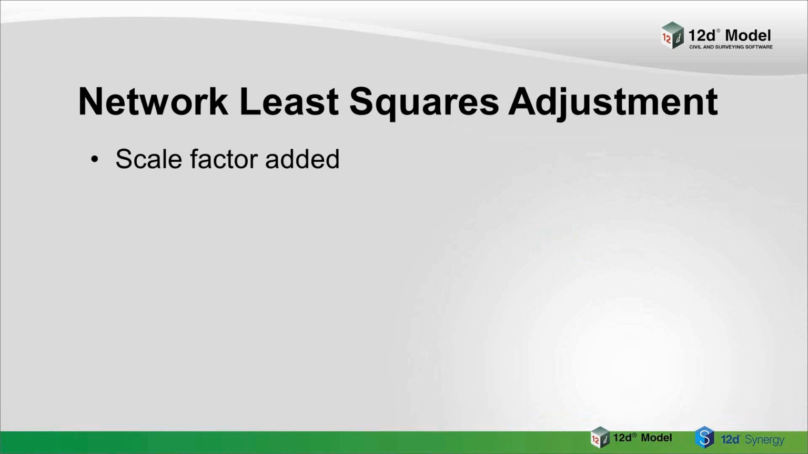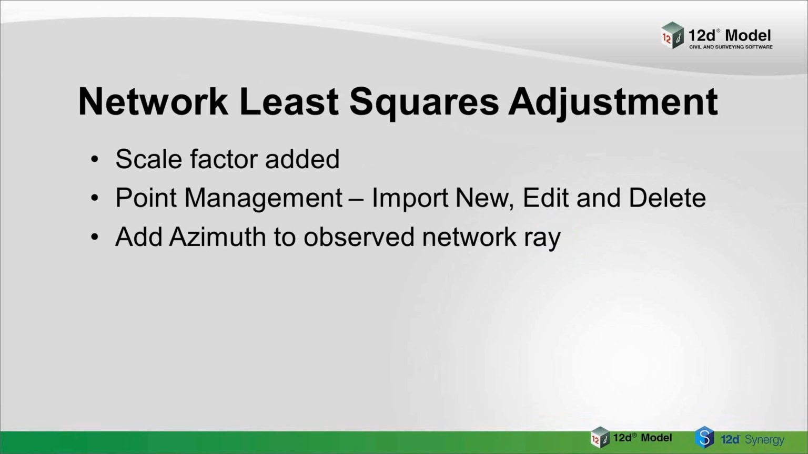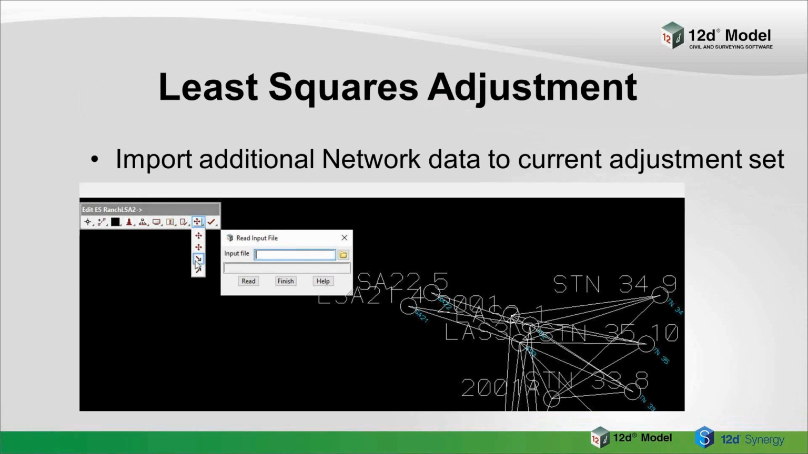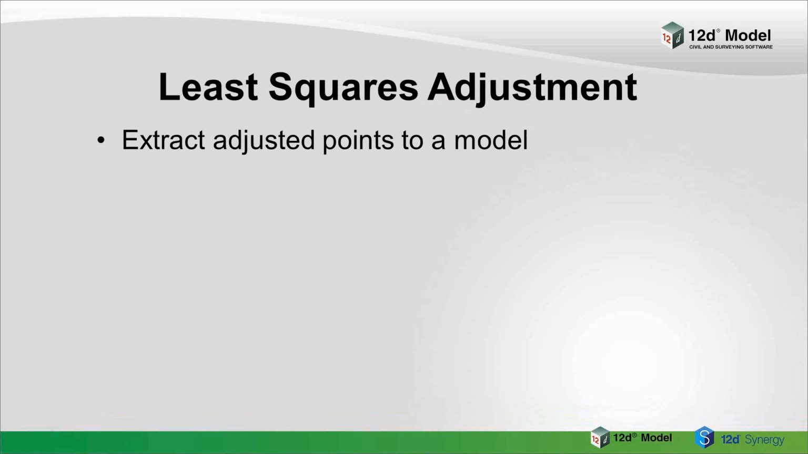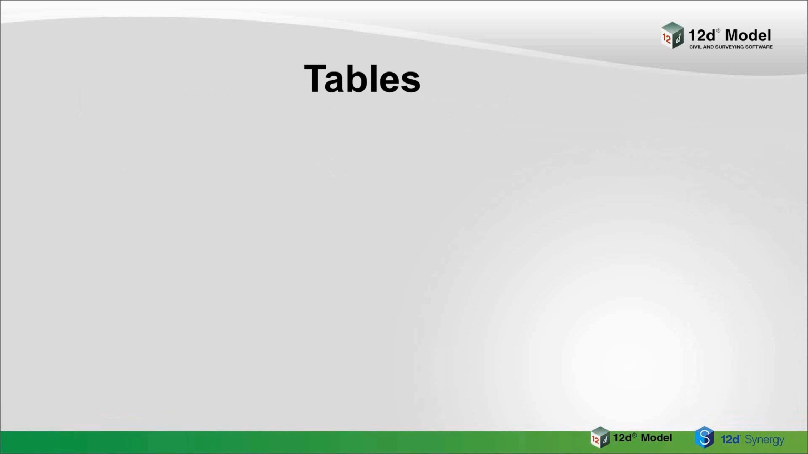With the least squares network, we've actually got a scale factor being added to it. As point management, you can import new points, edit and delete. You can have azimuths to observe network rays. You can import additional data into your current adjustment set, and you can also extract data and send them out to an individual model.